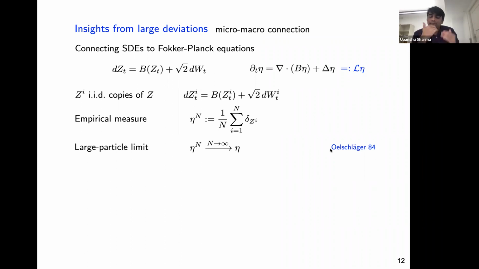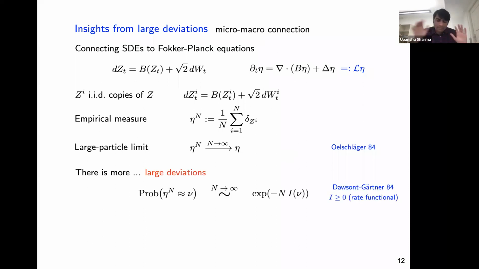Large deviation tells you more. Large deviation tells you that this convergence happens exponentially fast. It somehow quantifies the rate at which this convergence happens. Again, putting a lot of details under the rug, it essentially talks about the probability that eta_n behaves like some nu. This nu need not be eta. In the limit of n going to infinity, this probability scales exponentially.